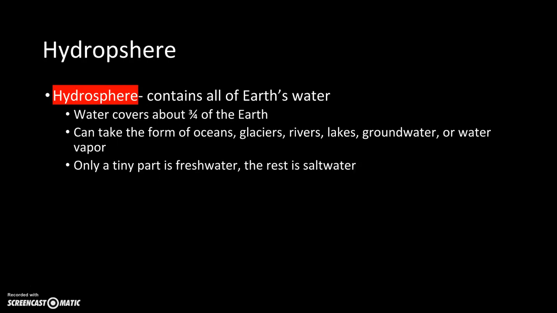Then we have the hydrosphere. The hydrosphere contains all of the Earth's water. Water covers about three-quarters of the Earth's surface, and it can be in the form of oceans, glaciers, lakes, ponds, rivers, or even water vapor. Only a tiny part is fresh water. That's the stuff we can drink. The rest is all salt water. And a fun fact, most of our fresh water is tied up in the glaciers. It's frozen right now.